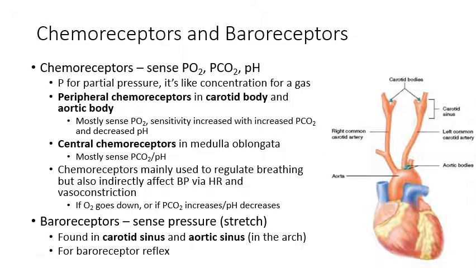First, the chemoreceptors. Those are able to sense the partial pressure of oxygen in your blood, also the partial pressure of carbon dioxide in the blood, and the pH. So all chemoreceptors are actually going to be able to respond to all three things, but some of them will sense one more strongly or a different one more strongly. The P there for PO2 and PCO2 is for partial pressure. Partial pressure is the pressure that one constituent of a gas mixture exerts on the walls of a container.